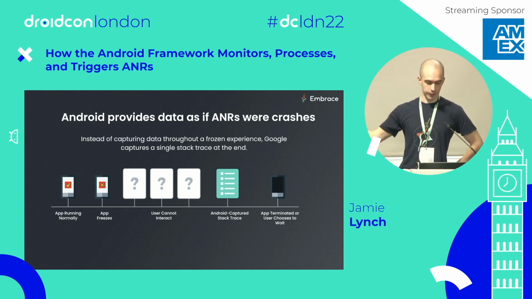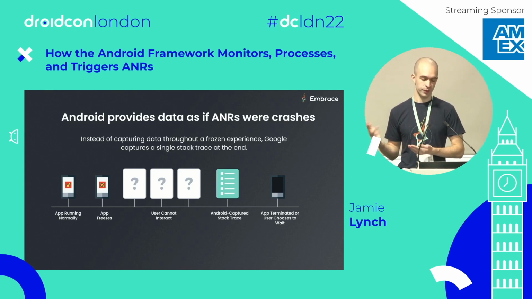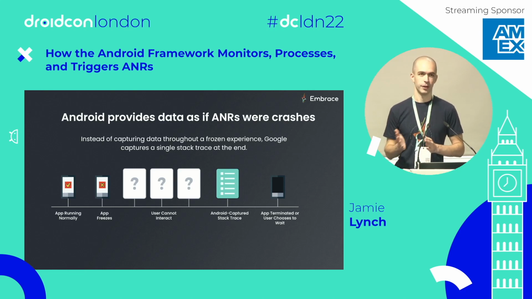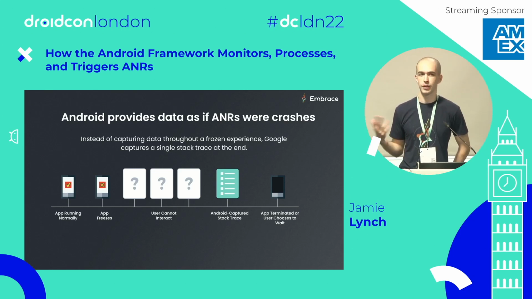So I can just run through this diagram. Basically, your app would be running normally, and then it might freeze because a user goes to a separate activity, for instance. During that period of the main thread being frozen, the user can't actually interact. And if they can't interact for a threshold, usually 5 seconds, but we'll cover that later, the Android OS will capture a stat trace. And at that point, the app can either get terminated by the user, or the user might choose to wait.